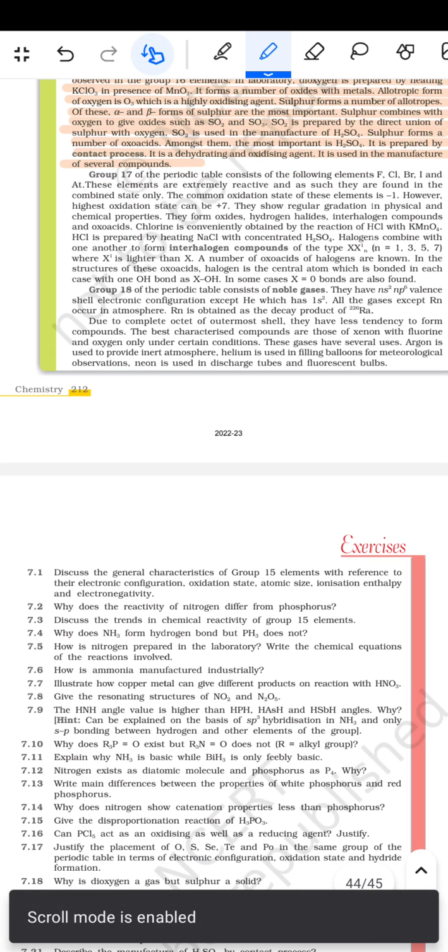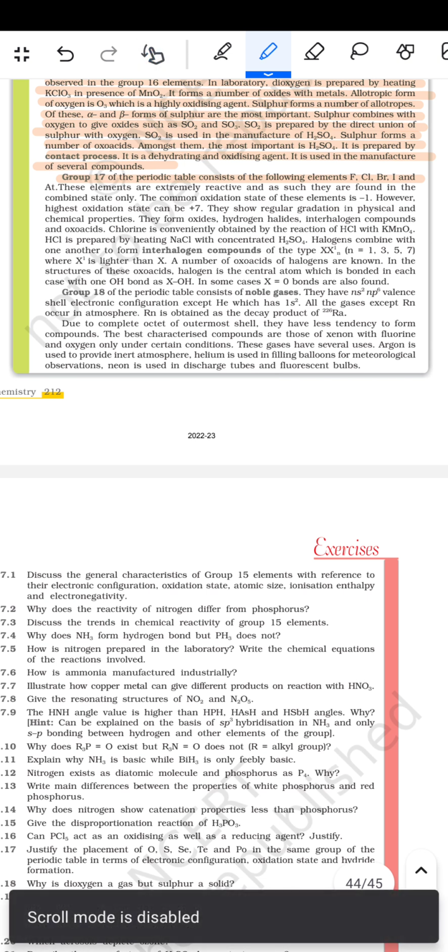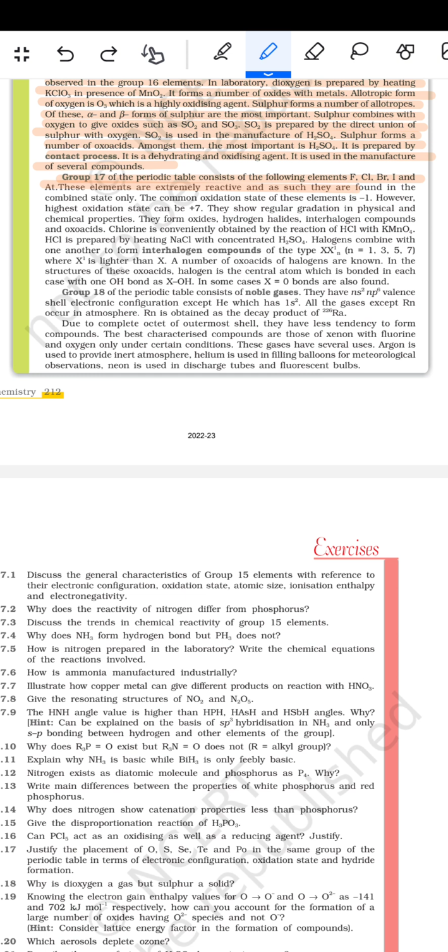Now group 17 of the periodic table consists of fluorine, chlorine, bromine, iodine and astatine. All these elements are extremely reactive, and as such they are found in the combined state only. The common oxidation state of these is -1. However, the highest oxidation state can be +7. Therefore, regular gradation in the physical and chemical properties is observed.